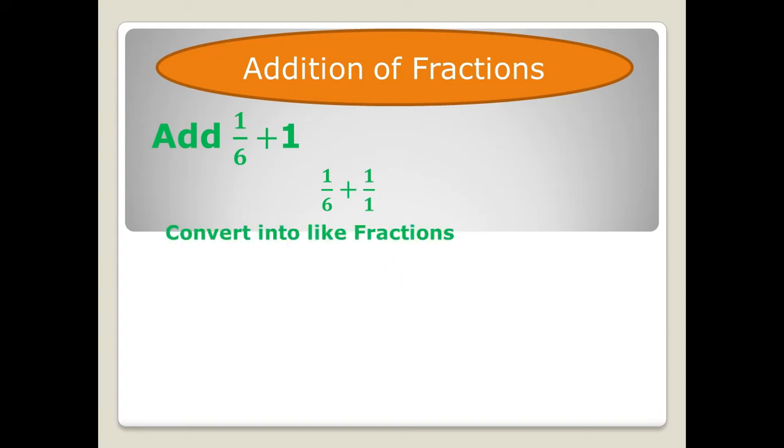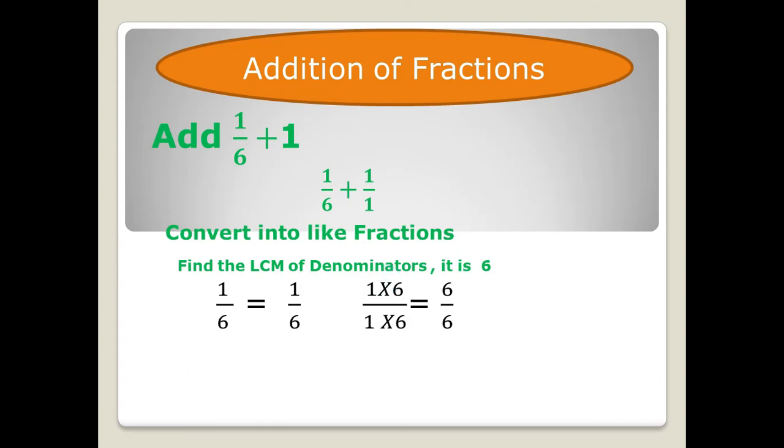Now in order to convert these into like fractions, we will find the LCM, that is 6. We will multiply the denominators in such a way that they become equal to the LCM. In order to make 6 equal to the LCM, that is 6, we only have to multiply it with 1, and it is 6. And similarly, 1 into 1 will remain the same, that is 1.